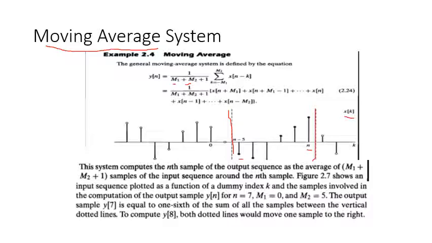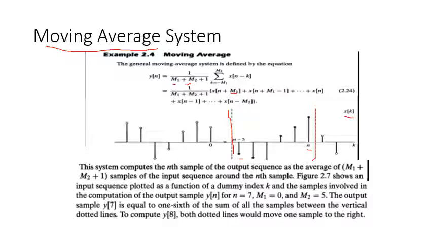Okay, so if we expand this, you know that this is starting from minus M1, so x of n plus M1, so this is M1 again. It will increment: x of n plus M1 minus 1, and it will go to x of n, and then x of n minus 1, x of n minus 2, up to x of n minus M2. So this system computes the nth sample of the output sequence as the average of M1 plus M2 plus 1 samples of the input sequence. So just take an example here.